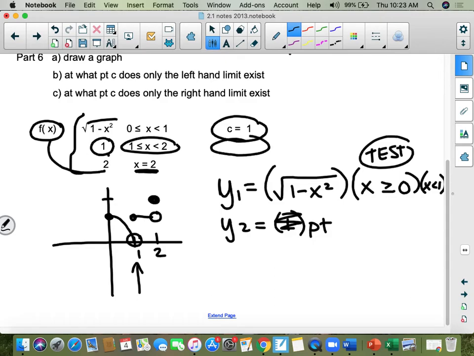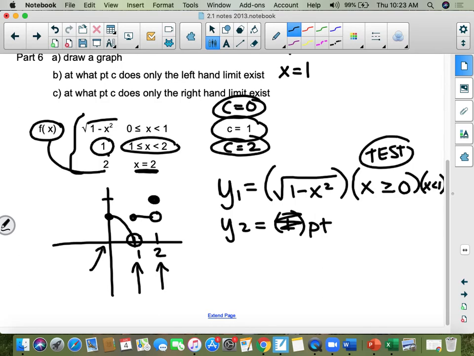We also have C equals 2, because we have 2 values. Oh, we also have 0, sorry. x equals 0, x equals 1, and x equals 2. These are our C values. At what point C does only the left-hand limit exist? Well, at x equals 0, the left-hand limit does not exist. At x equals 1, the left-hand limit exists.